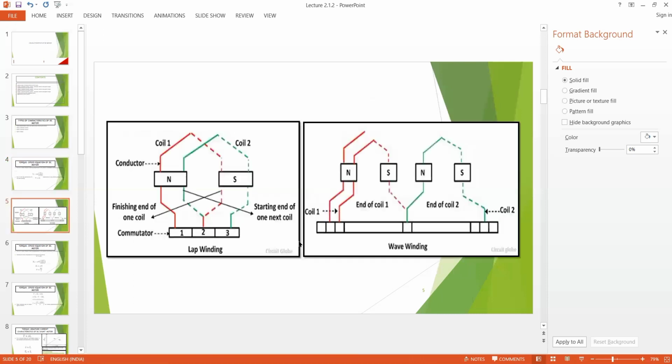Please note it down. You can see lap winding, as I already told you, the coil 1 and coil 2 are being connected, and in wave winding we will have different windings. In lap winding we have only two coils, but in wave winding we are having multiple coils.